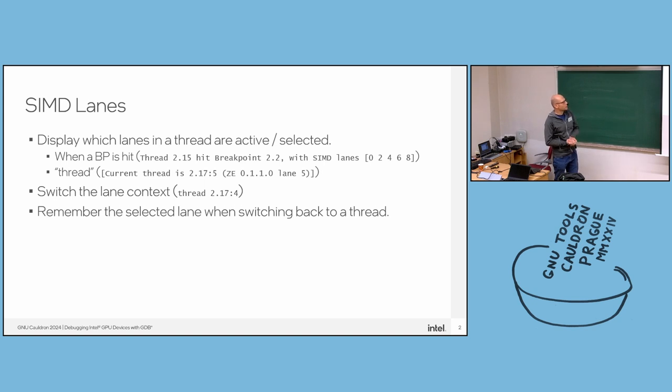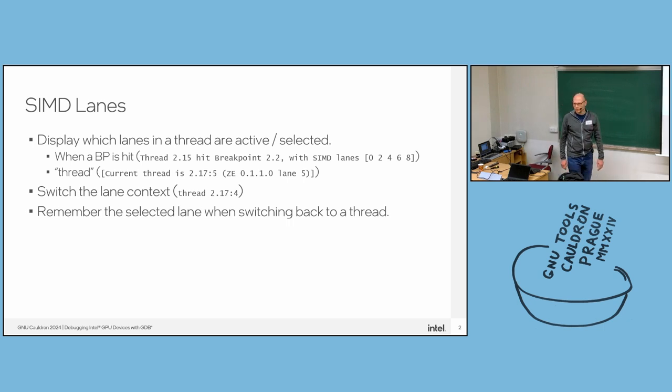Essentially, we think that we should display which lanes in a thread are active and selected, because lanes can become active and inactive depending on the branch that's taken. That's a divergence. So for instance, when a breakpoint is hit, we say that the breakpoint was hit with this thread with SIMD lanes, and then we show the active lanes. For instance, those are even numbers, apparently that was hit in a branch, so not all the lanes are active in that case. Or with the thread command, we should be showing the selected lane because that defines the context.